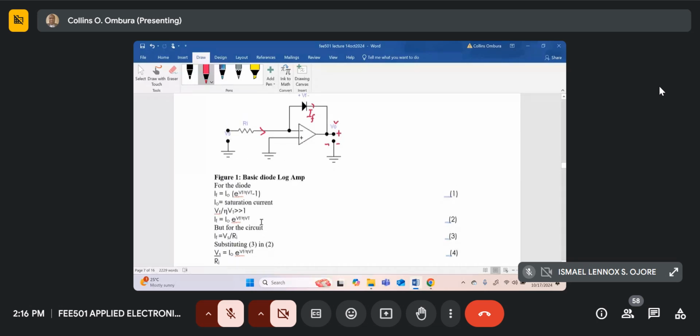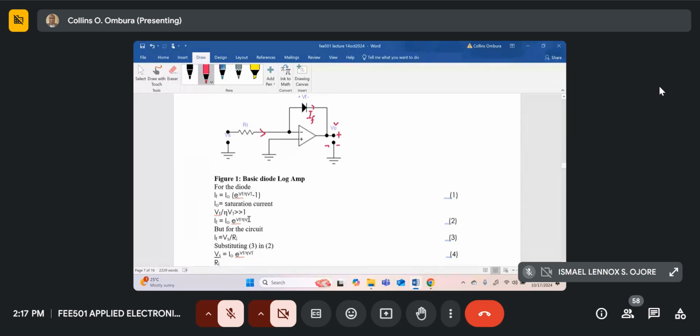Now, when the diode just starts to conduct, we find that Vf over neta Vt is greater than 1. So we can approximate this first equation as IF approximately equal to I naught e to the Vf over neta Vt.